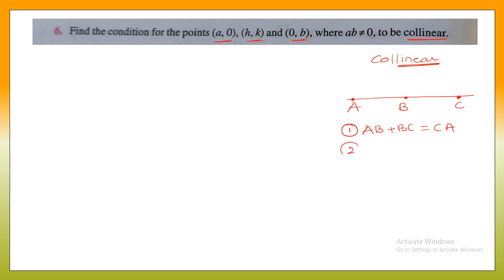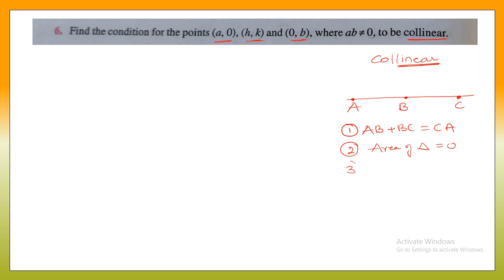And one more: if the area of the triangle is equal to 0, then also we can say those points are collinear. If points are collinear, is there any triangle that is being formed? There is no triangle forming, right? Since there is no triangle formed, the area of the triangle will be 0.